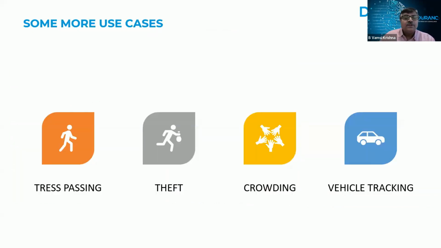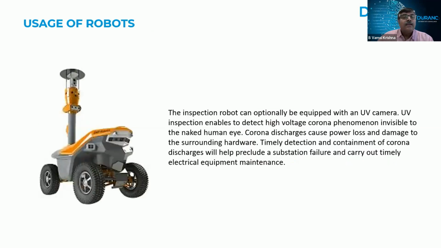Here are some more use cases which are typical in nature and are usually applied not only for substations, but across other verticals as well: early detection of trespassers, ensuring that thefts are prevented, crowding detection at the substations, and automatic vehicle tracking through a number plate detection system. Any vehicle that enters or comes in the proximity of the substation can be tracked automatically to ensure safety and security is maintained across all your premises. So these are some more use cases that can be obtained through the use of a video management system.